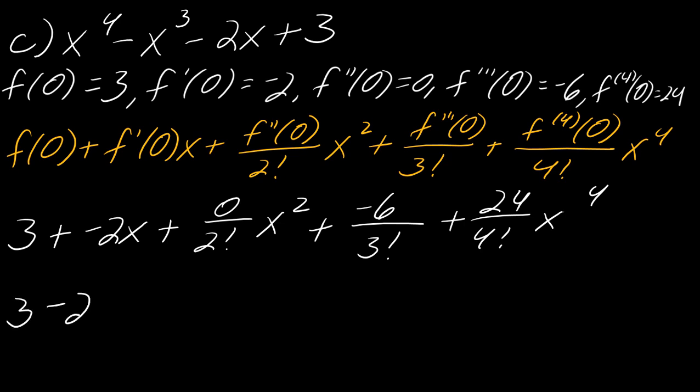So this becomes 3 minus 2x plus 0. So 3 factorial is 6. Oops, and I forgot the x cubed here, my bad. Okay, so 3 factorial is 6, so negative 6 over 6 will just give me negative x cubed. And then 4 factorial actually equals 24. So this is going to give me just x to the fourth. And so what do you notice? This is literally what we started with.